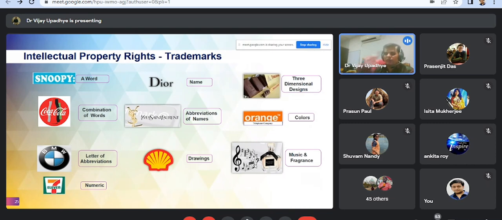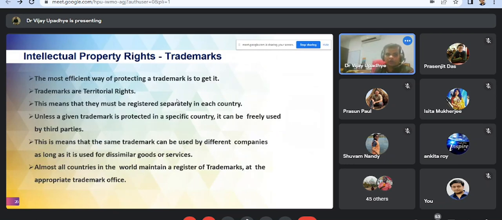Most musical companies like T-Series, you can see, and even color can also be used. Orange is a telephone company, not in India but outside. Now a three-dimensional design can also be used as a trademark. So these are some examples by means of which you can show the trademark.